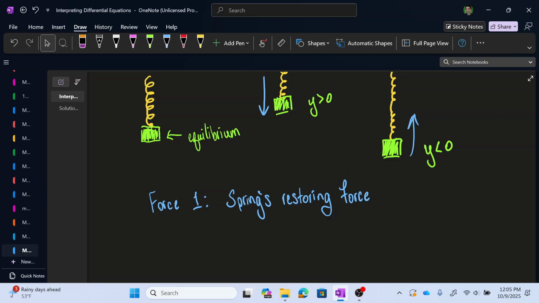If the object is above, the force will act down. If the object is down, the force will act up. So I'll make that note in a bullet point. Direction of force is opposite position.